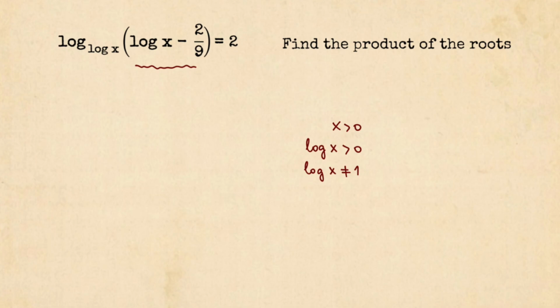The argument of this logarithm needs to be greater than 0 too, which means log x must be greater than 2/9. We'll keep these in mind and check them later.